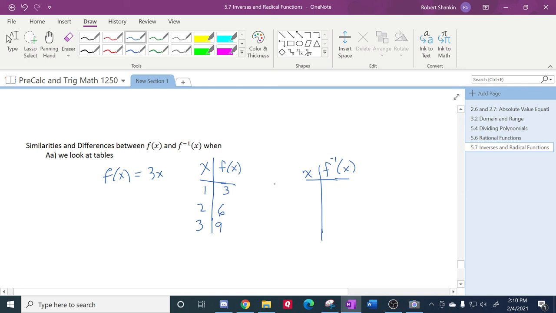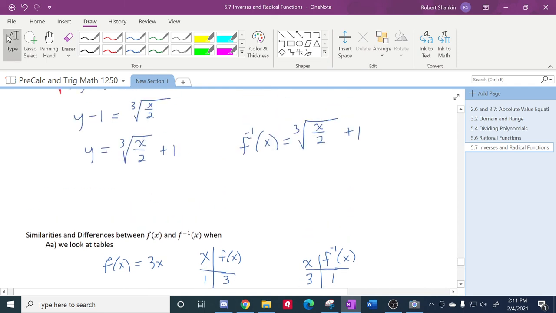This column, 3, 6, 9, goes over here. This column, 1, 2, 3, goes over here. Inverse function just turns things around on a table. That's all it does. And the inverse of making something 3 times as big is making it 3 times as small. Flips it around in the table.